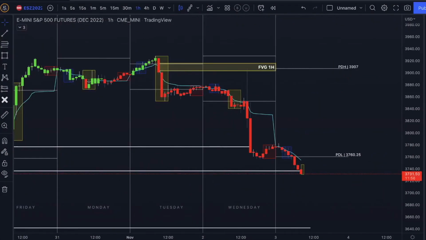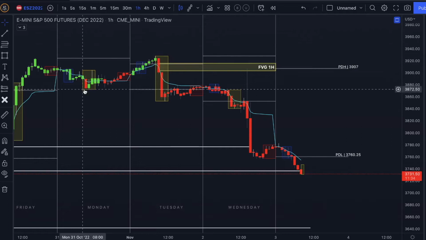Alright guys, welcome back to a new trade recap, this time post FOMC, to analyze what happened on the E-mini S&P 500 futures contract post FOMC. So we saw price action moved down here after forming this little double top formation on Friday, Monday, Tuesday.